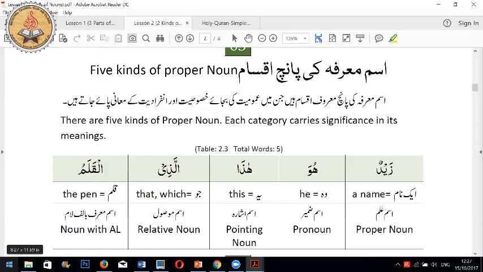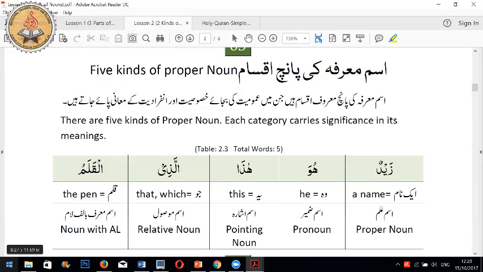This next word is huwa, and huwa means he. A very good example we can find in Surah Al-Ikhlas. Qul huwallahu ahad. Qul: say, recite, convey. Say, who? He. Huwallahu ahad. He, Allah is one.